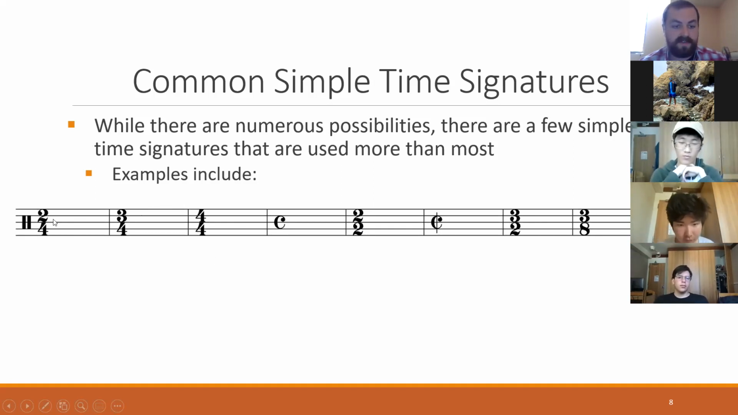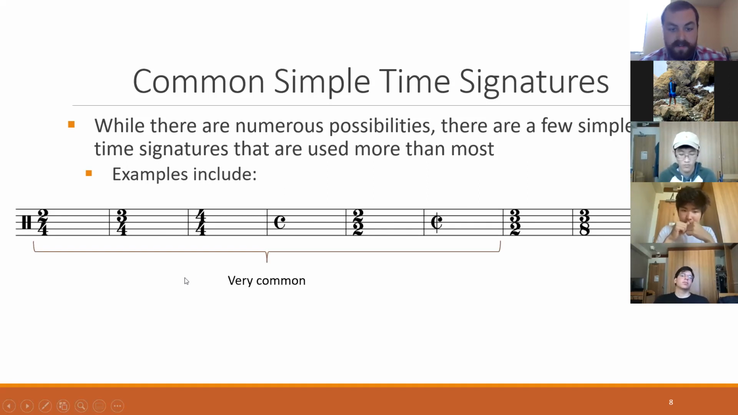In these 3 time signatures, the quarter note gets the beat. In this time signature and this time signature, the half note gets the beat. And in these 2 time signatures, the 8th note gets the beat. Seeing the whole note get the beat is kind of rare. It happens in very, very old music, like 16th and 17th century music. You don't see that very often these days. Most everything's going to be quarter notes, half notes, or 8th notes.